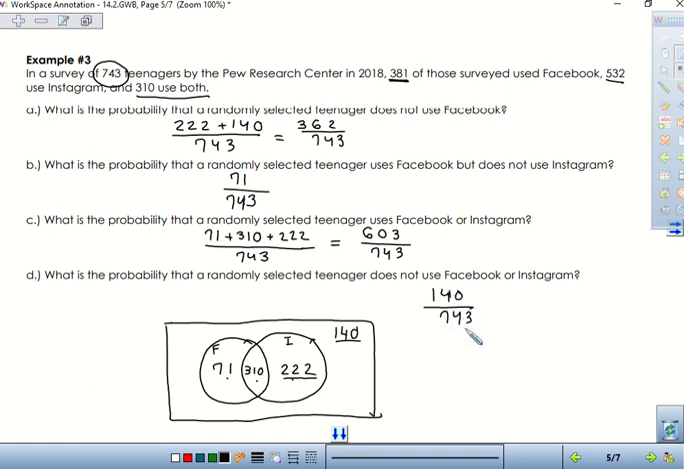All right, does anyone have any questions about the probability we did here? Yes. How'd you find the 71? To find 71, I take the total number of people who use Facebook, which is 381, and I subtract away the overlap. Okay. Any other questions? All right, we're going to move on.